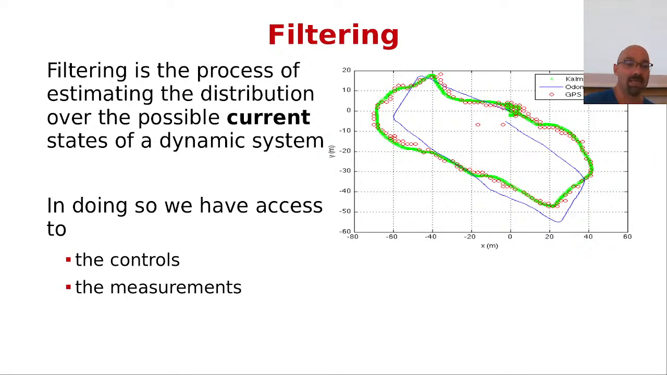In this case, the state is going to be the robot location, the controls are going to be the velocities that you issue to the wheels, which in the end means encoder ticks, or the observed encoder ticks, and the measurements are going to be the access point signal strength in a specific location.